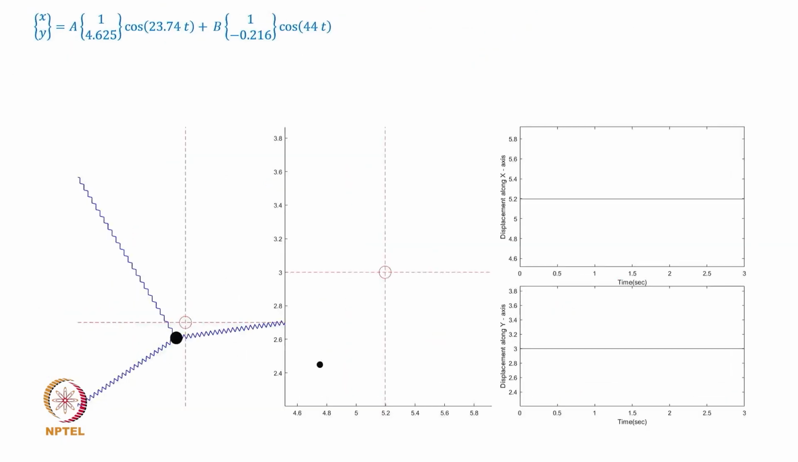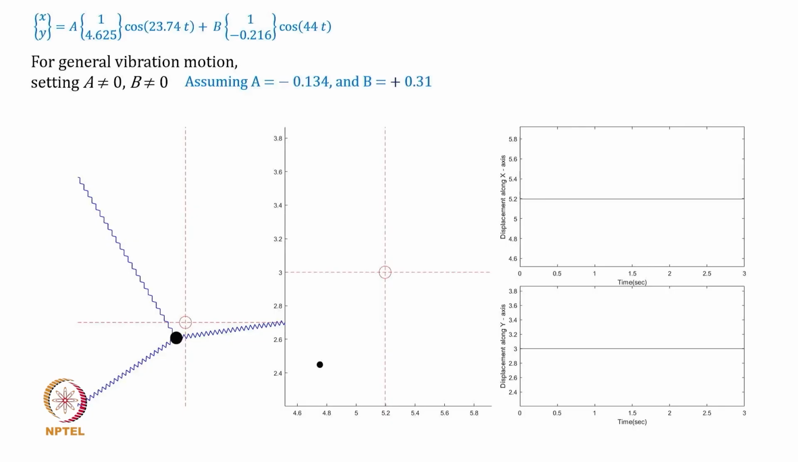Now what we are going to witness is that suppose we do not provide initial conditions that conform neither to the first mode relationship between x and y, nor to the relationship of x and y displacement at t equal to 0 corresponding to the second mode. So, neither first mode nor second mode, an arbitrary motion. In that case, A is not going to be 0 and B is also not going to be 0.